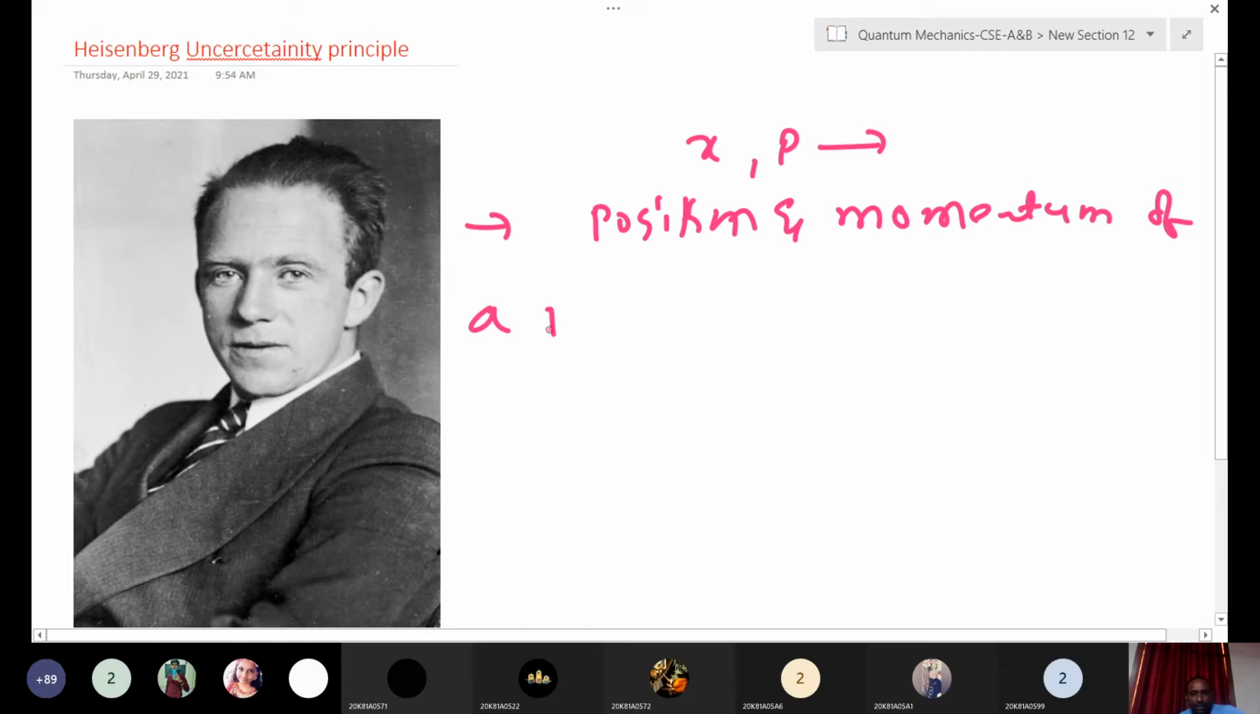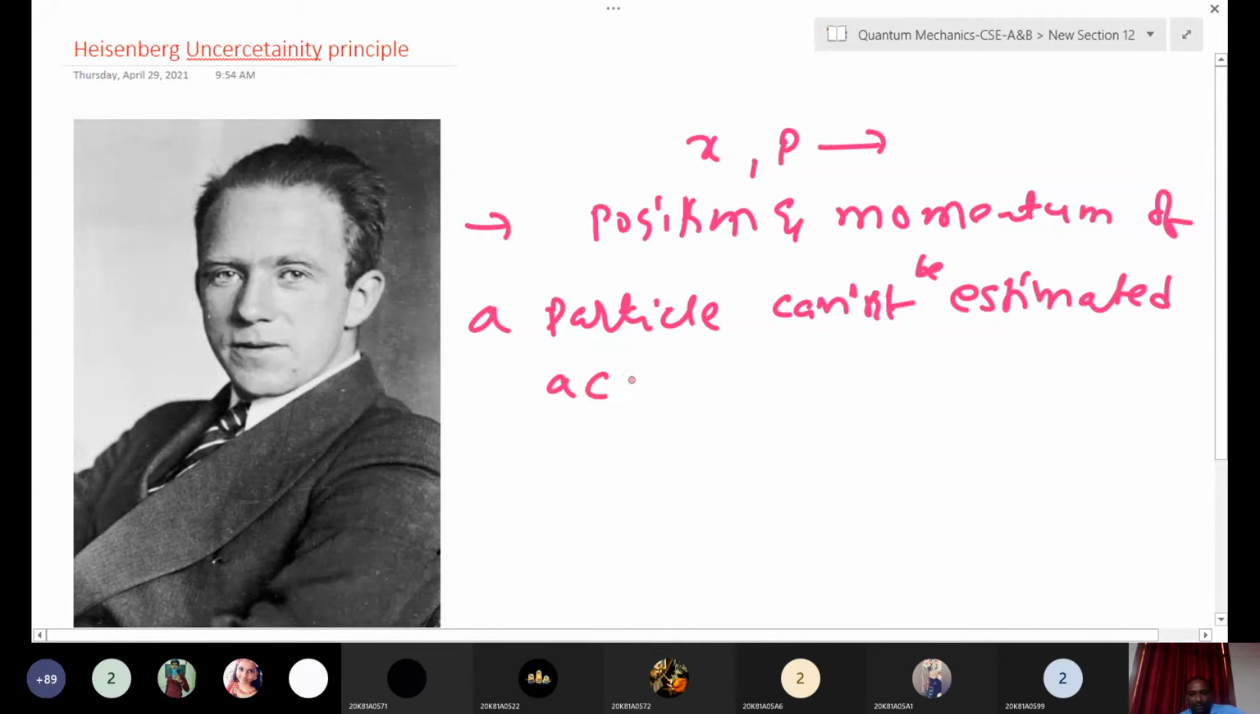Position and momentum of a particle cannot be estimated accurately simultaneously. Okay, that is the statement. So the position and momentum of a particle we cannot estimate simultaneously with high accuracy. That is the uncertainty principle.